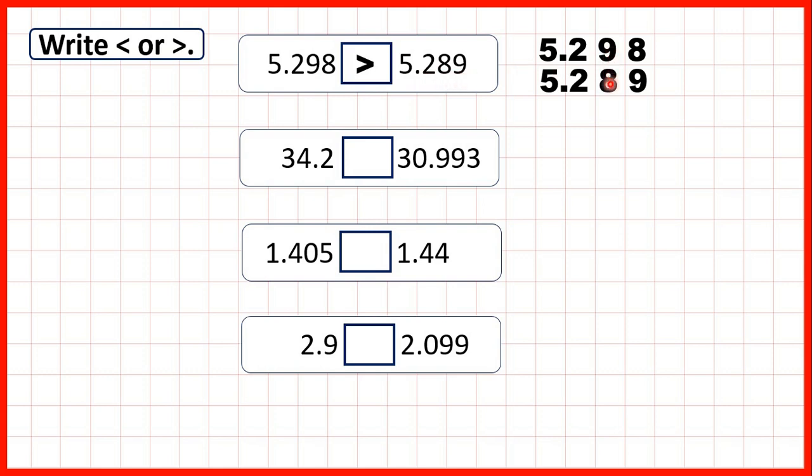So now that we've seen that the first number has more hundredths, we don't need to look at the thousandths, because we need 10 thousandths in order to make something that's the same size as just 1 hundredth.